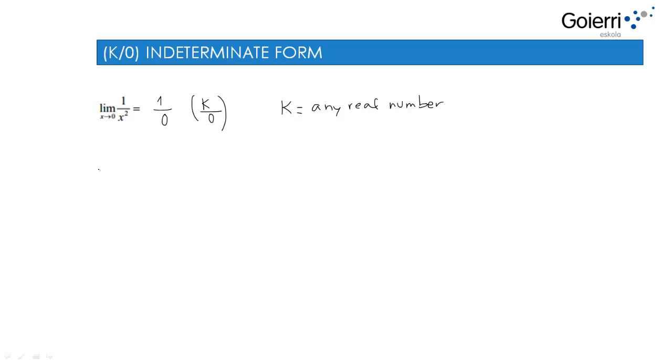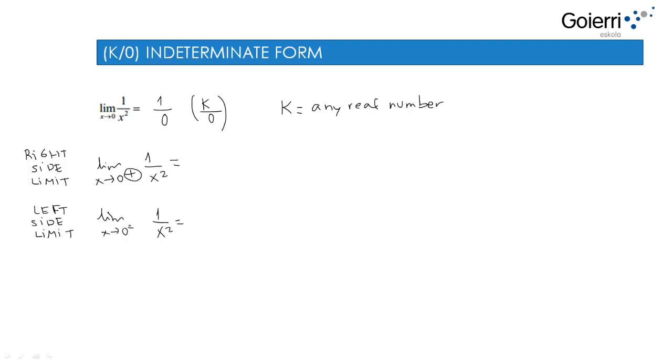So to figure out this kind of indeterminate form, we have to analyze two-sided limits. This is the right side limit because of this sign, and the other one will be the left side limit. So what does this mean?